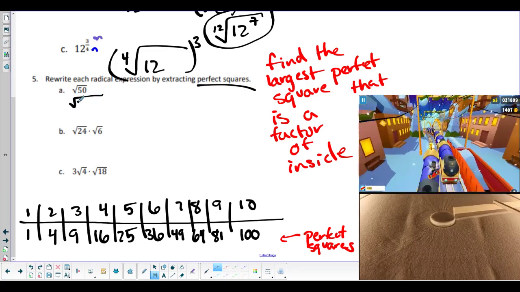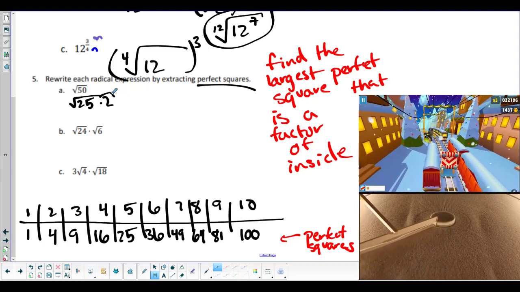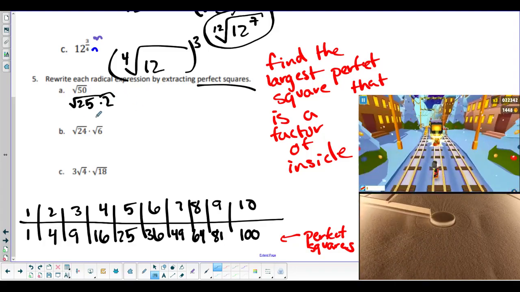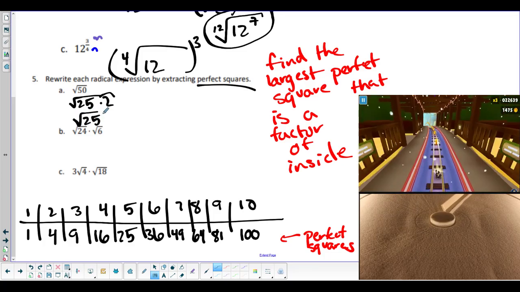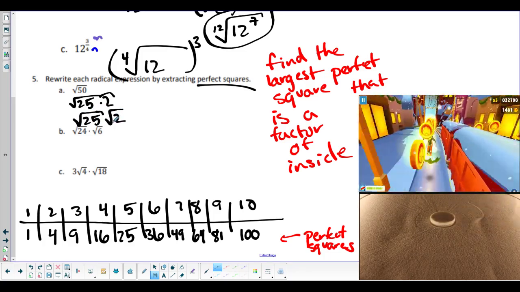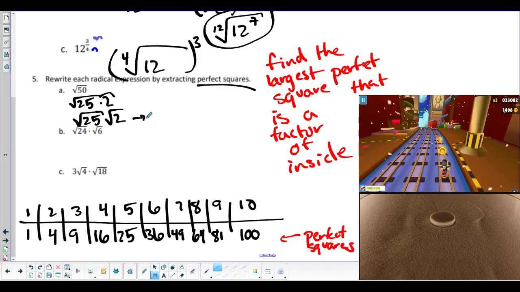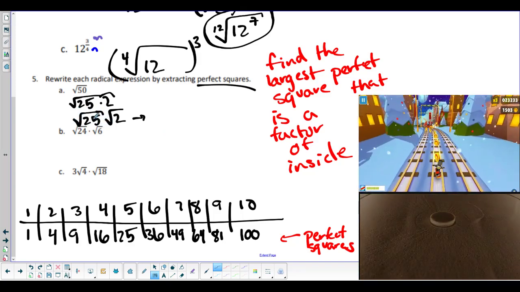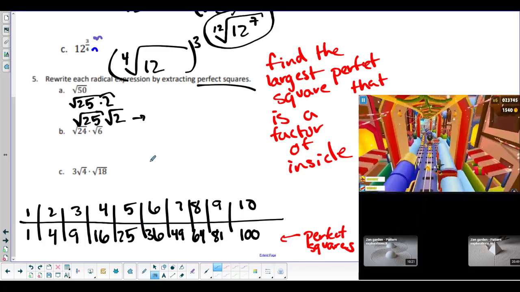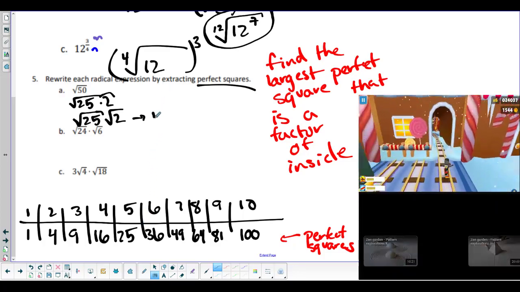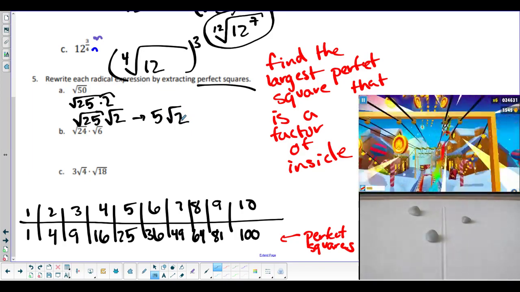This is the same as the square root of 25 times 2, because 50 is 25 times 2. I could even break it up to say this is the same as the square root of 25 times the square root of 2, basically just separating each of these. And the reason to do that is because I know the square root of 25 is just 5. And so this becomes 5 times the square root of 2, and that's your final answer.